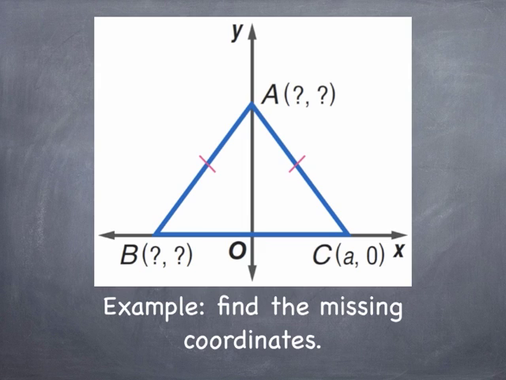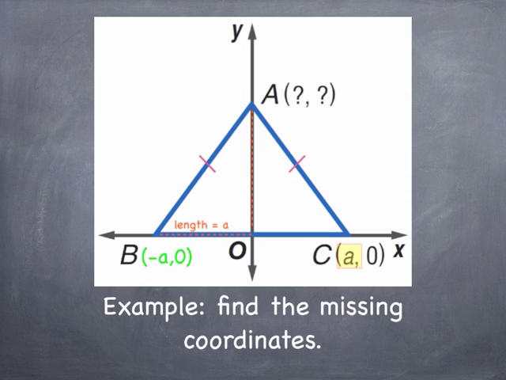So here's an example. Find the missing coordinates. I've placed an isosceles triangle, ABC, over the x and y axis. And the only information here is that C is at A, 0. And so what that tells me is that point A indicates that this length is A units. Because it's an isosceles triangle, I know this length is also A units. And so the coordinates for B should be negative A, 0.